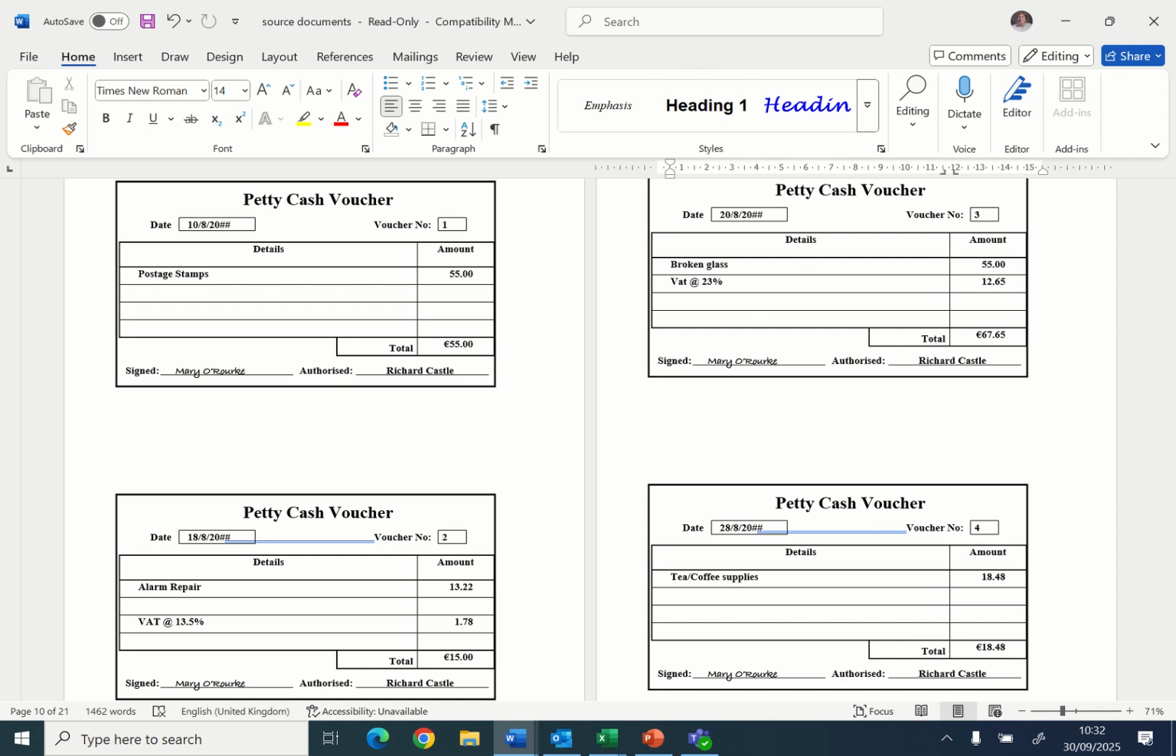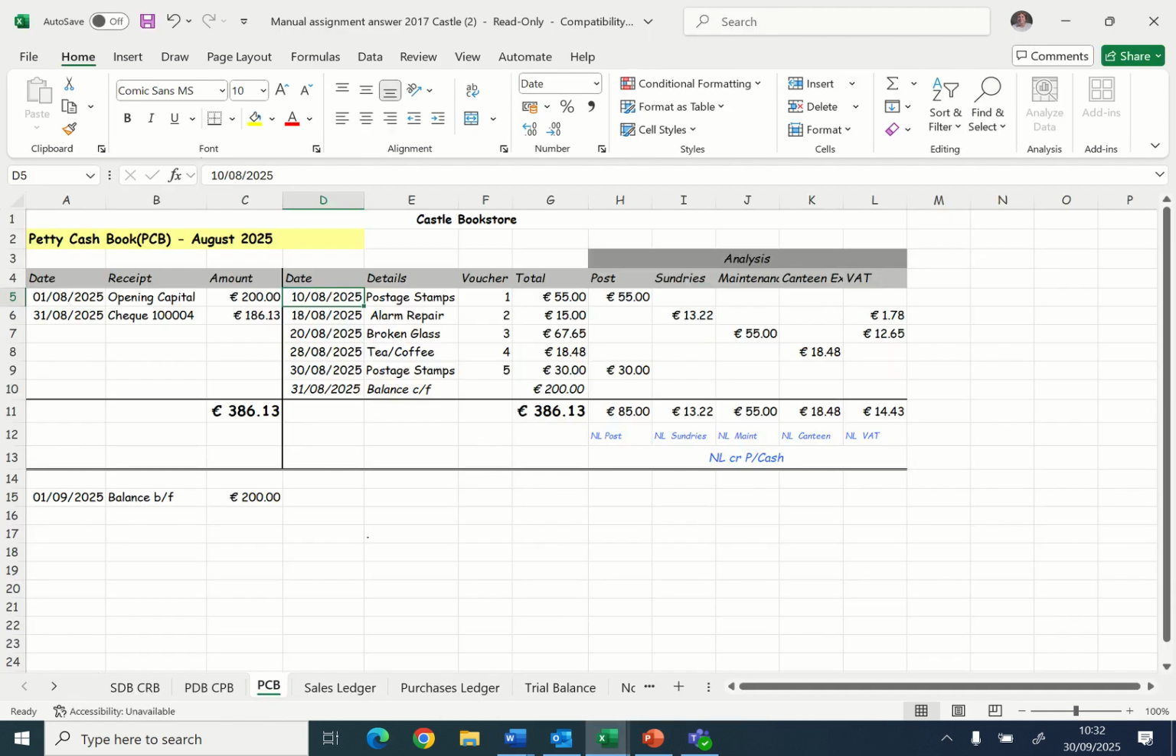You can break down your petty cash account into further analysis. So you see here we have post, we have sundries, we have maintenance, we have canteen. I would say be careful in how granular you go with your analysis, because each of those will be opened as an account in our ledgers when we come on to dealing with our ledgers. So don't go too low in detail, but you don't just want to dump it all in and say it was all petty cash. You do want to have some analysis.